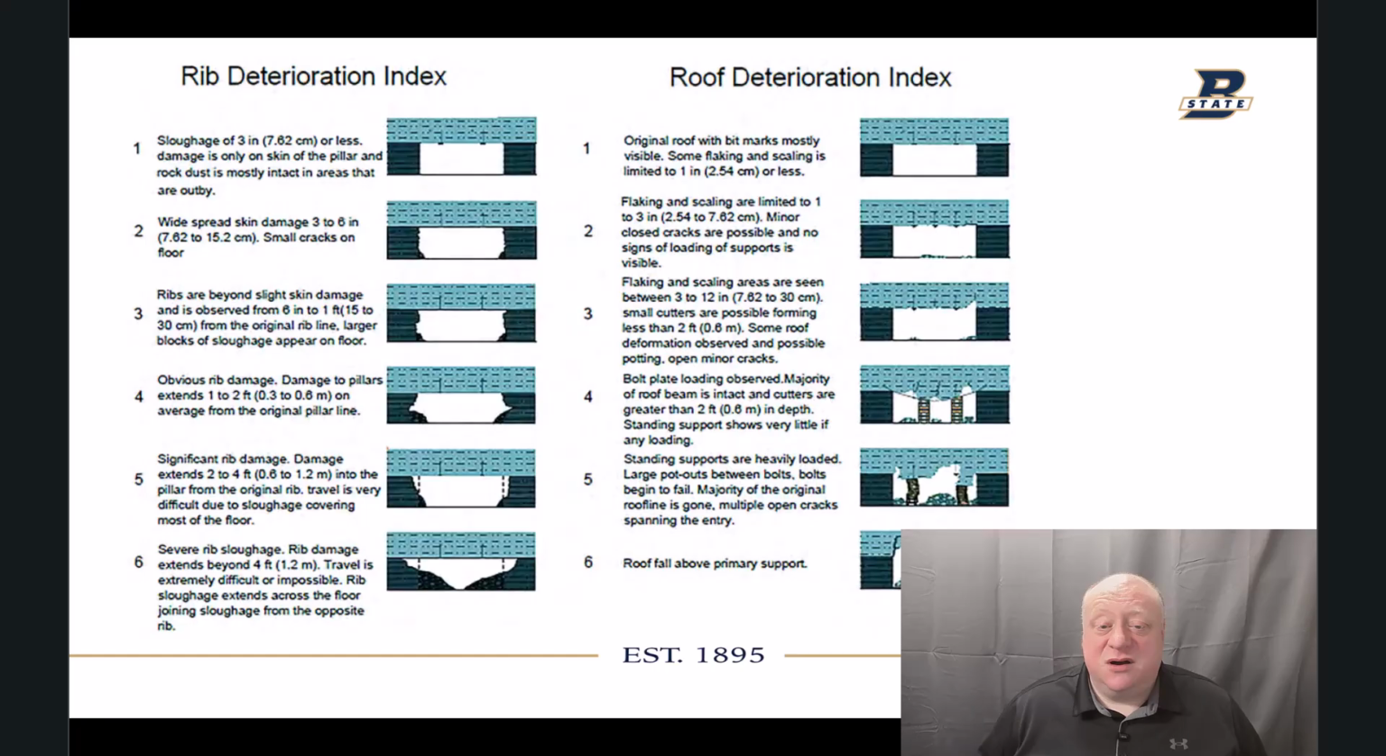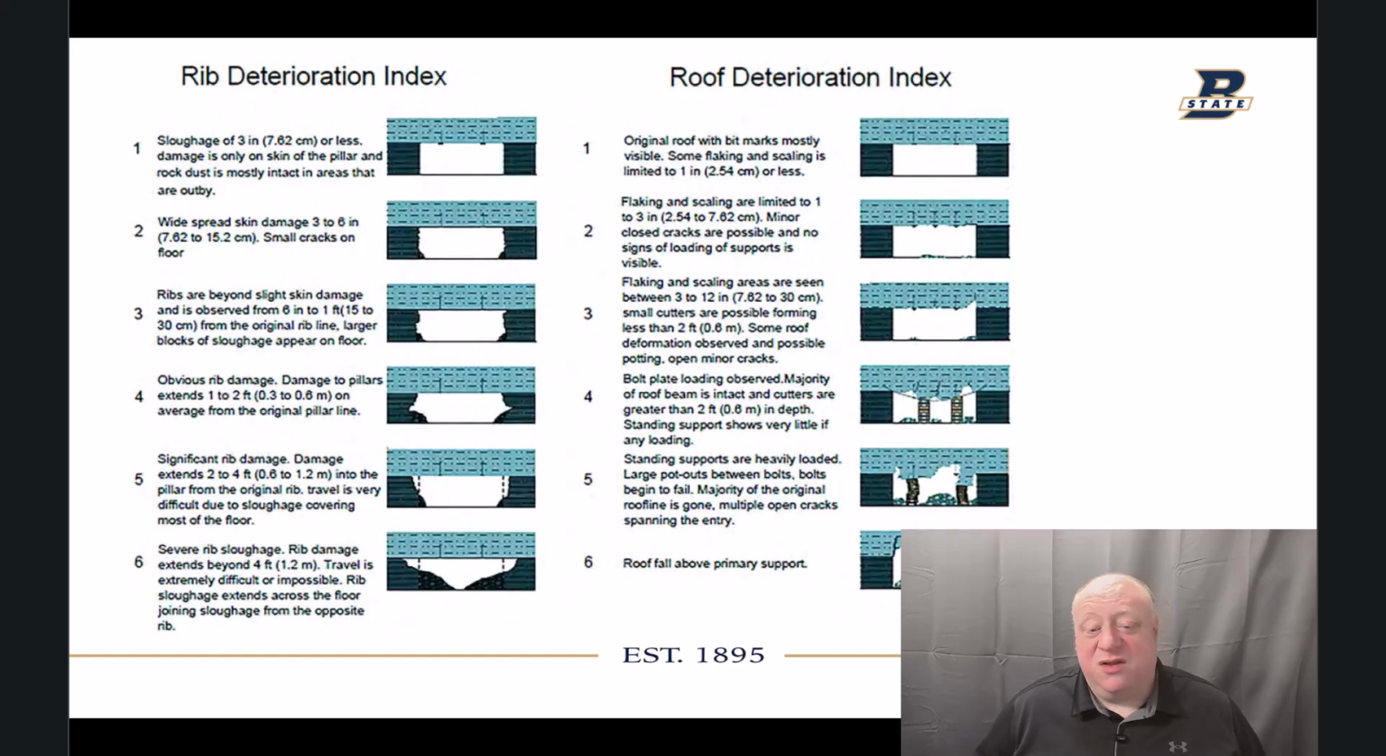As for the roof, if you have a very flat roof that looks like it's original and has bit marks mostly visible in it, so it's relatively strong, with minimal flaking and you're not really scaling anything, then that's a 1. If it's minor and you're limited to 3 inches of flaking and scaling, the sloughing off of the roof, then you're at a level 2. Level 3 gets you up to 12 inches, less than 2 foot depth on the cutters. That gets you to a level 3.